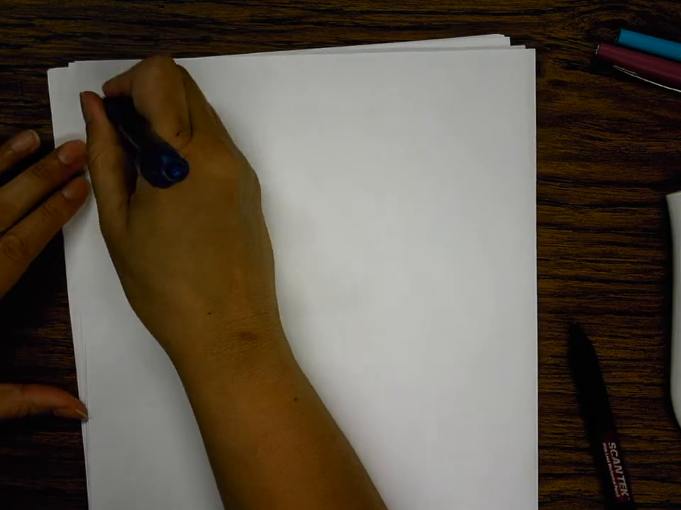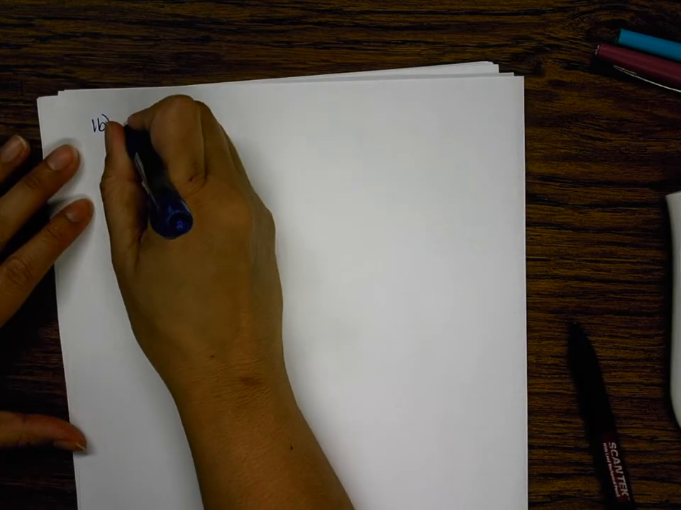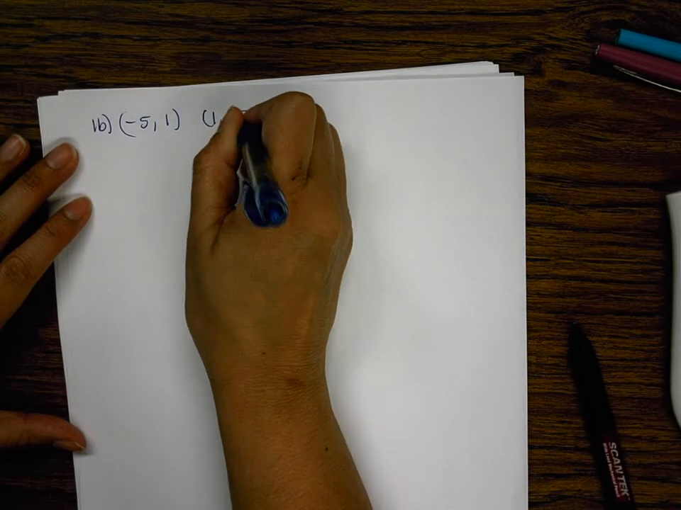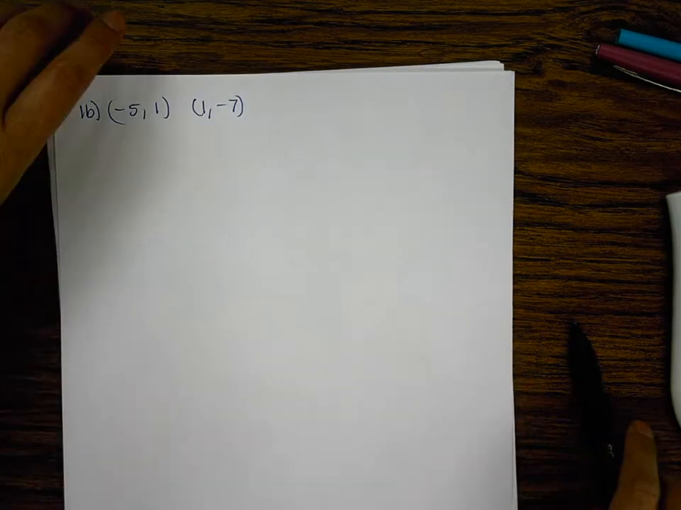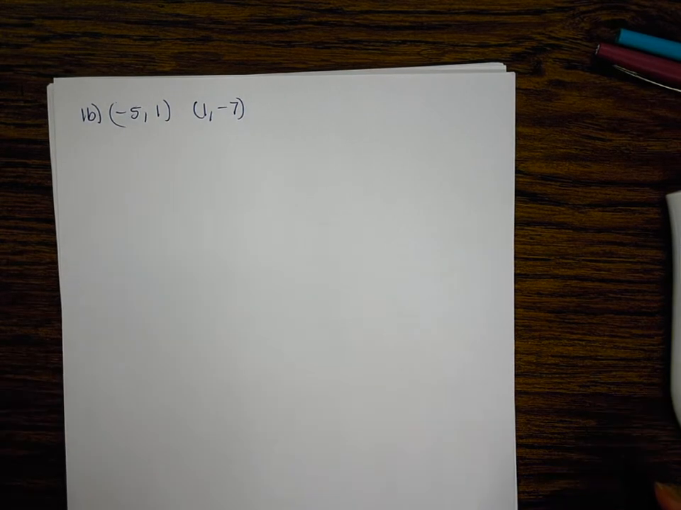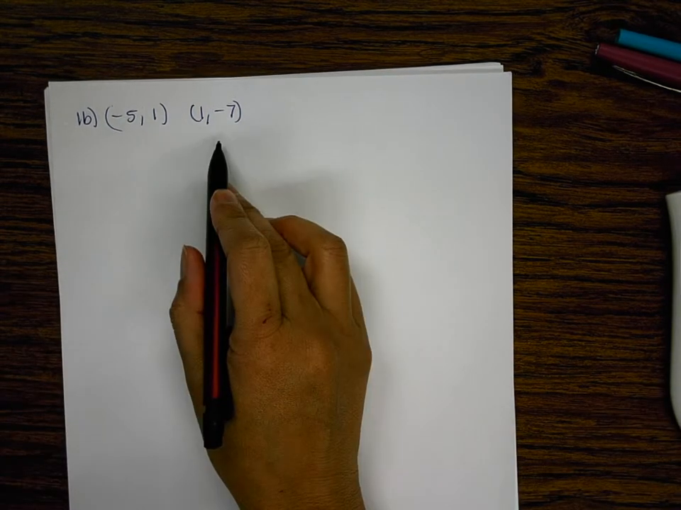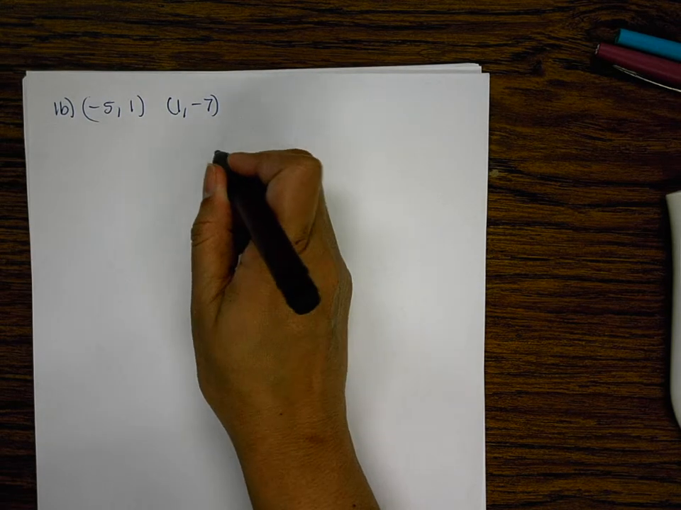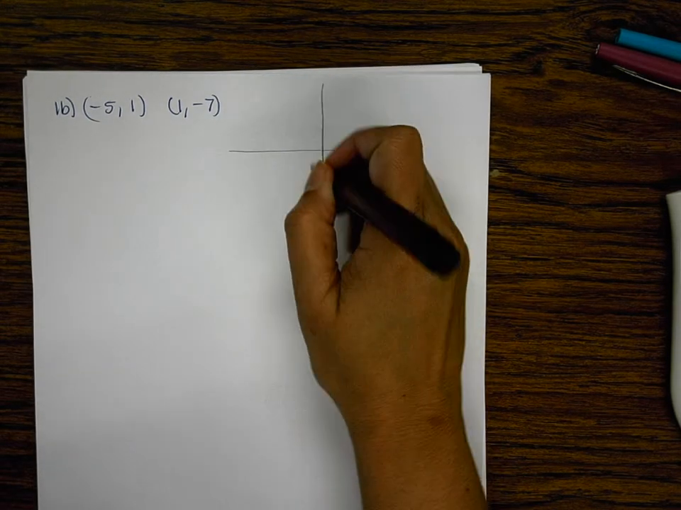Okay, next one is 1B. The given information for 1B is -5, 1, and 1, -7. These are the endpoints of your diameter. All right, I'm going to sketch it.